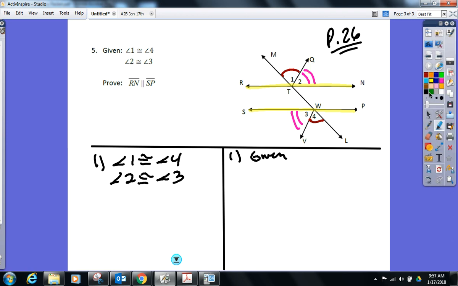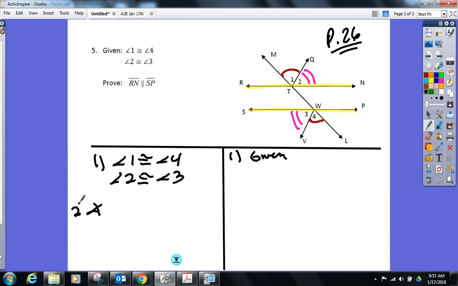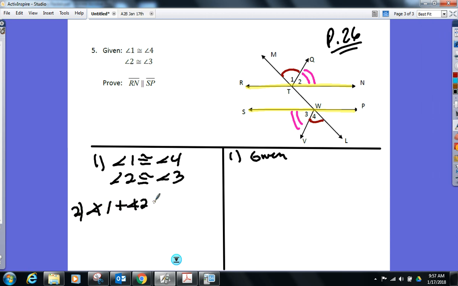Add them up. Yep. So I would want angle 1 plus angle 2 equal to angle 3 plus angle 4 by addition. And now, how am I going to get SWL and NTM? What am I going to do here? I'm just going to substitute in. Angle 1 plus angle 2 is just another name for angle MTN.